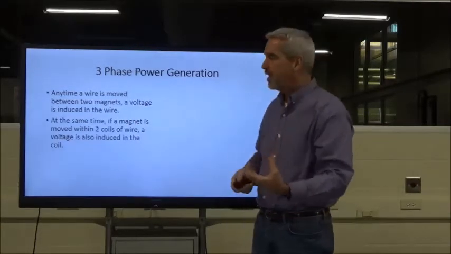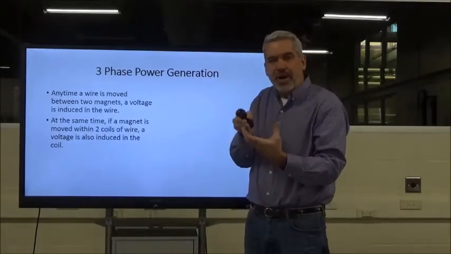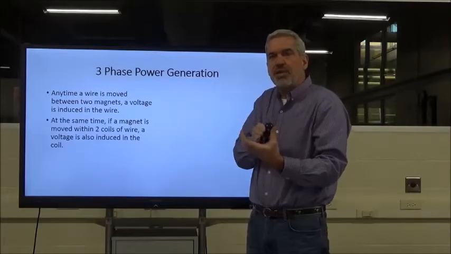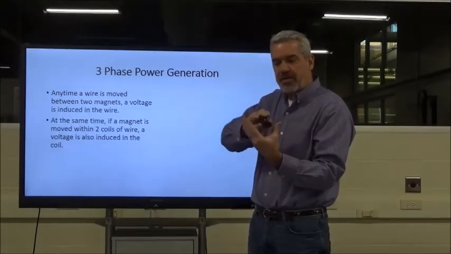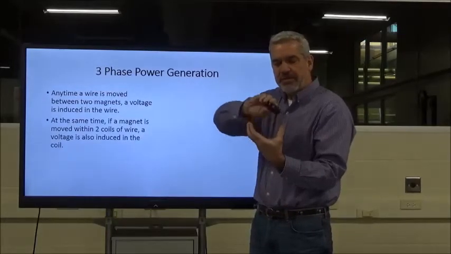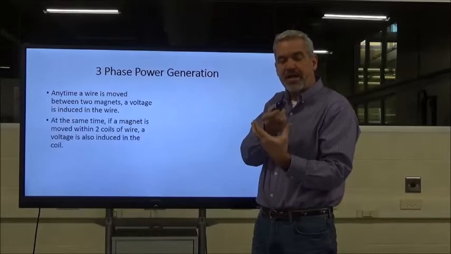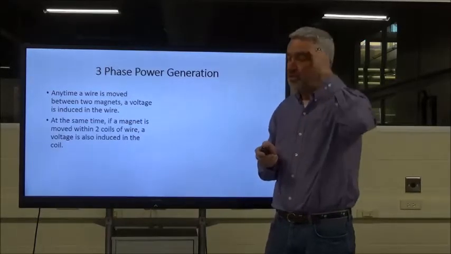Okay? Now at the same time, if we have a magnet and we move it around coils, we induce a voltage in those coils. So with our rotating magnet like this, if we have coils here and here, for example, every time it passes by, it's going to induce a magnetic field and it's going to create a voltage in those coils.